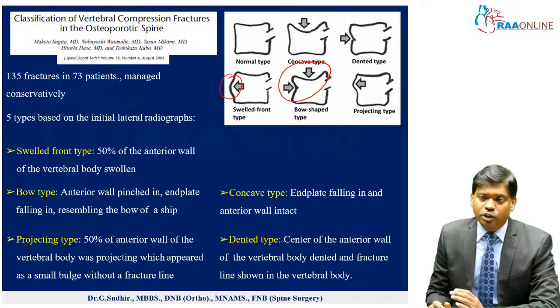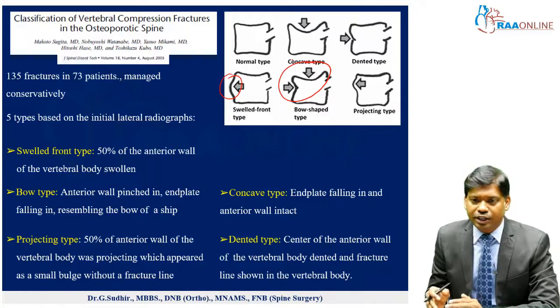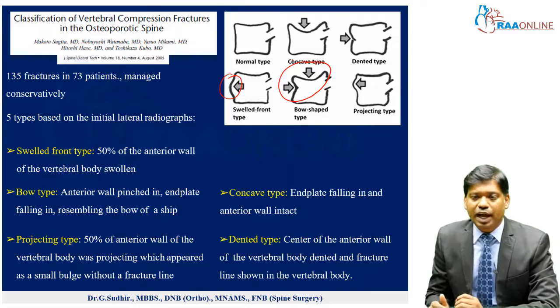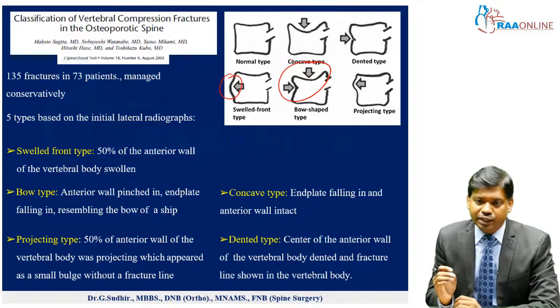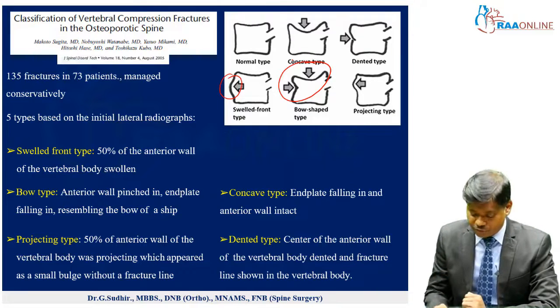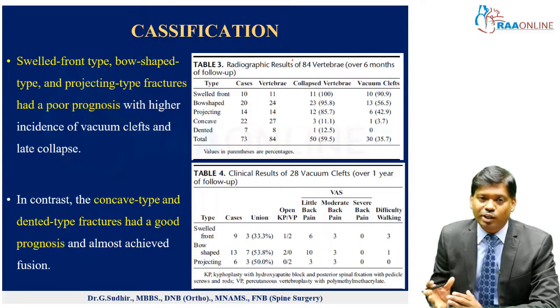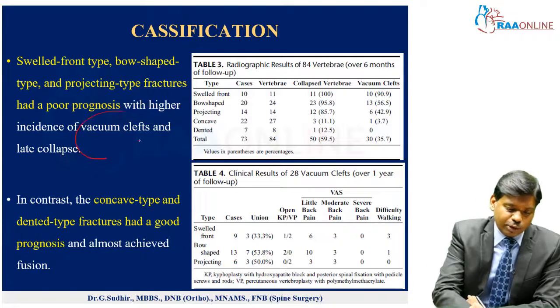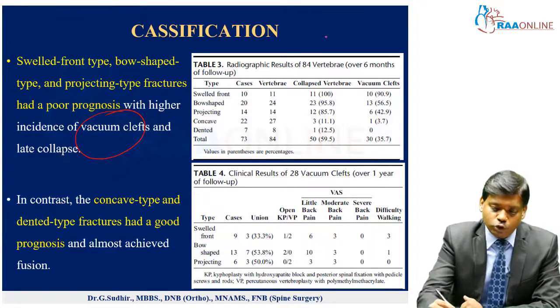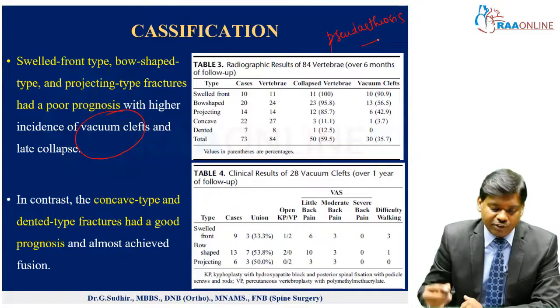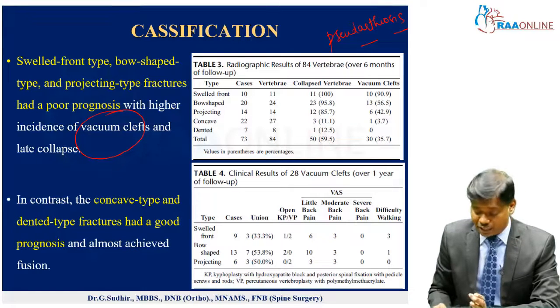The concave type is when the superior end plate is falling in with the anterior wall intact, and the dented type is when the center of the anterior wall of the vertebral body becomes dented and a fracture line is clearly seen in the vertebral body. According to this classification, swelled front type, bow type and projecting type fractures had a poor prognosis with a higher incidence of vacuum clefts and late collapse. So what is this vacuum cleft? Vacuum cleft signifies pseudoarthrosis or non-union. So that is very important. In contrast, the concave type and the dented type fractures had a relatively good prognosis.